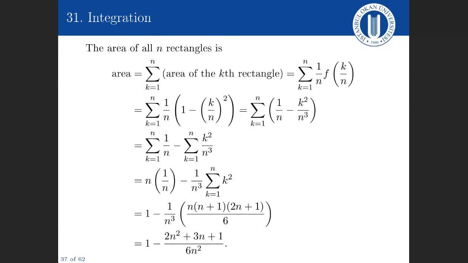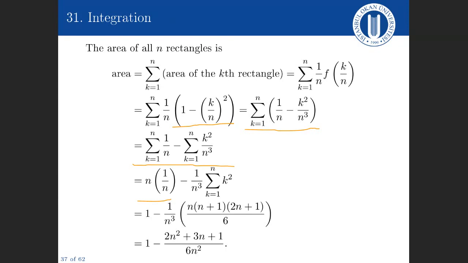Our function is 1 minus x squared, so that's 1 minus (k over n) squared. Multiply in by 1 over n, we have the sum from 1 to n of 1 over n minus k squared over n cubed. For this, by the sum rule, we can split this up into two different sums. First, the sum of 1 over n, and then minus the sum of k squared over n cubed.